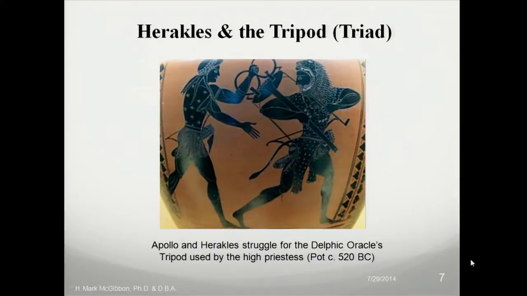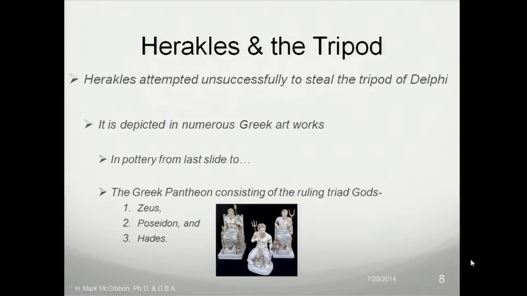But the law of three, where that comes into play, if you look at the stand right there, there's three legs on that seat that the priestesses sit on. So not only was it found in the Oracle of Delphi, if you take a look at some of the Greek gods, the ruling gods, at the bottom there you have Zeus, Poseidon, and Hades. And that was over the Greek pantheon.